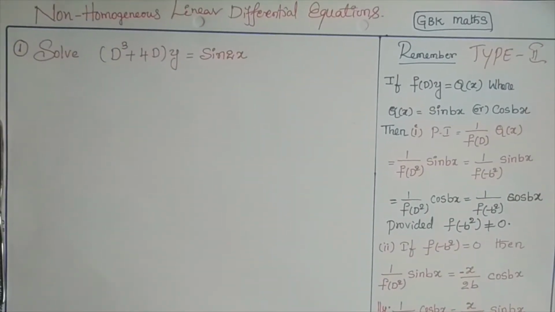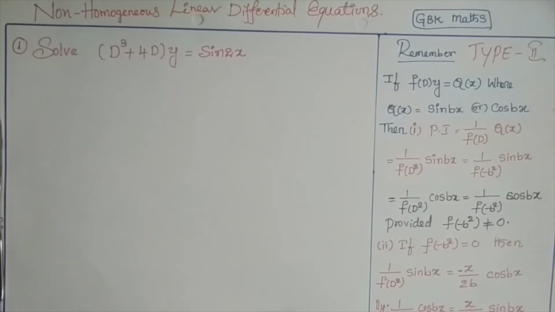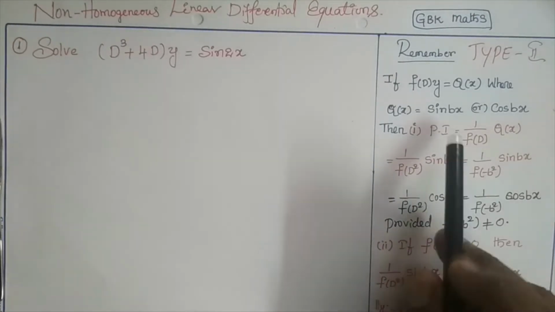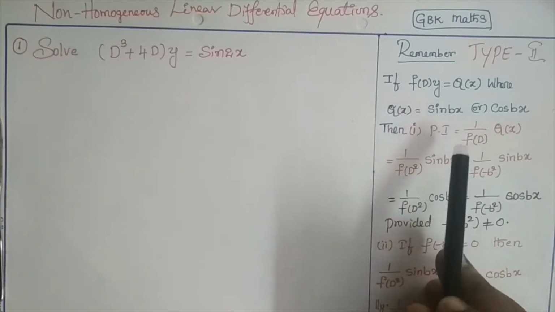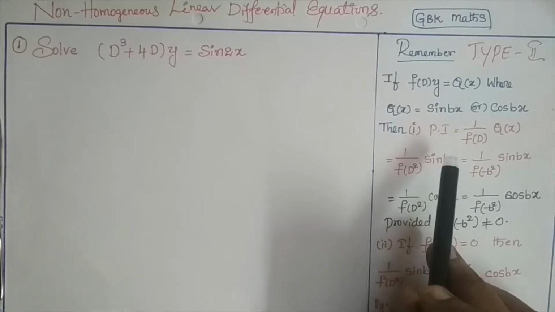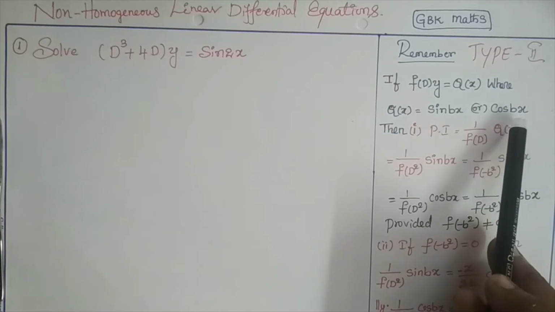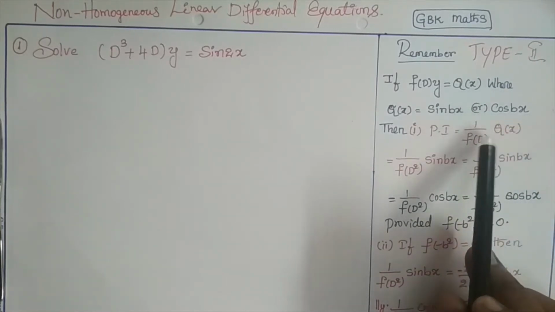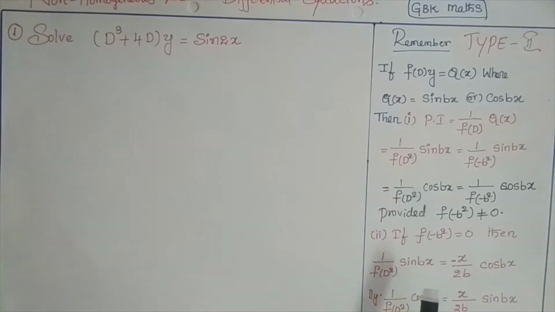Hello everyone, now I am going to teach non-homogeneous linear differential equations of higher order, type 2. If f of D into y is equal to Q of x, this is the general form of the non-homogeneous linear differential equation of higher order, where Q of x is equal to sin bx or cos bx. Then what is the value of the particular integral? So here we follow case 1 and case 2.